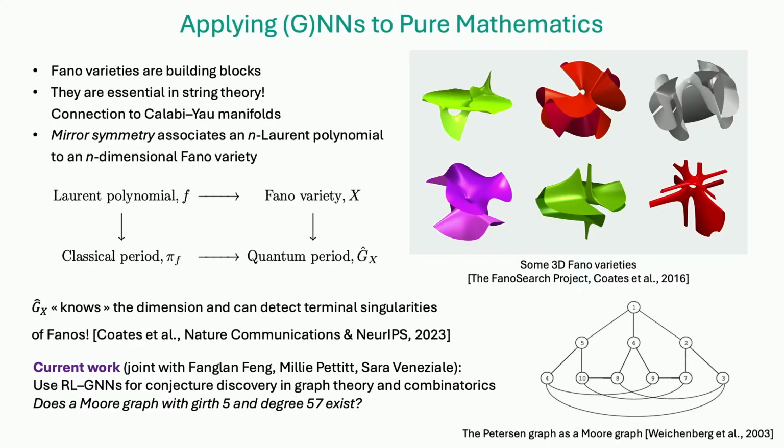My colleague Tom Coates at Imperial has been working on this Fano search project since 2013, where they're trying to build databases of these Fanos. Here are some examples of Fanos. You can see how different they look. As I was mentioning before, these varieties are very wild, but they're also very flexible in general, and this is why I think they make a lot of sense for modeling data, because you can see the variability here.